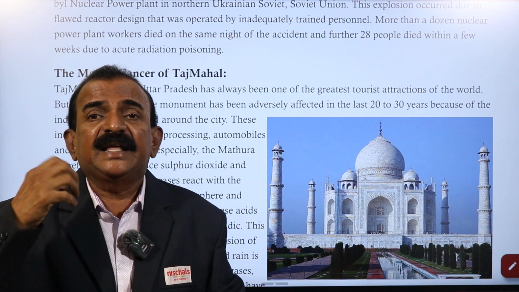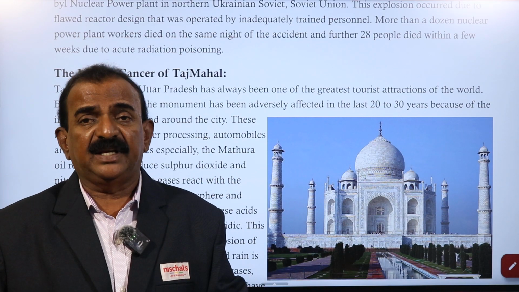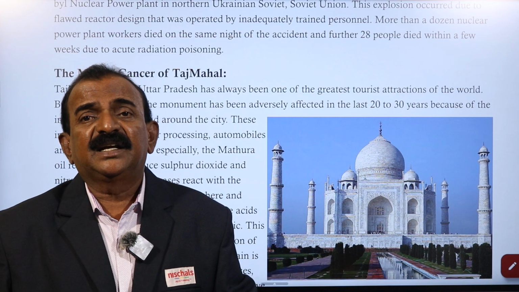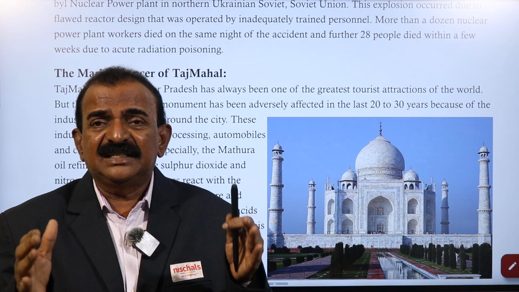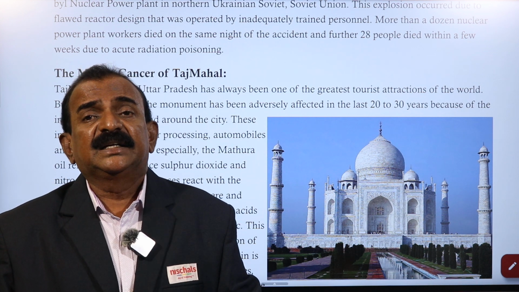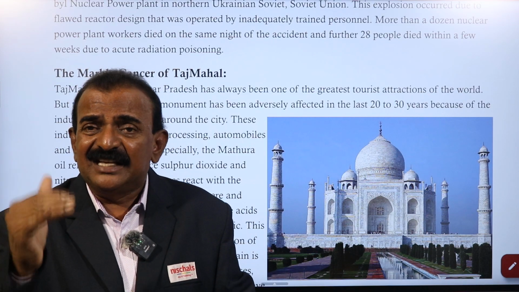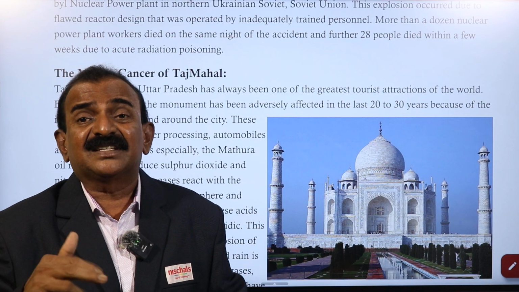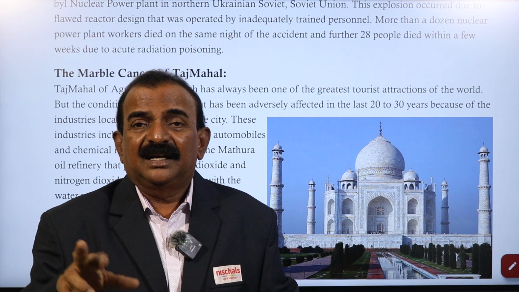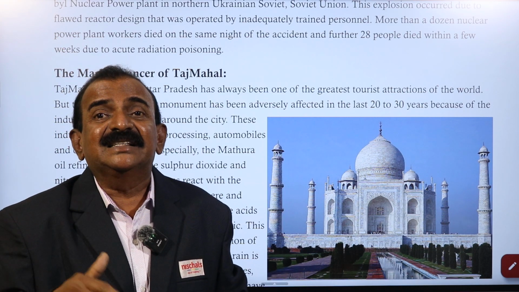and they are releasing a large amount of pollutants into the air. These pollutants include soot, sulfur dioxide, and nitrogen dioxide, and all these are poisonous gases. When these poisonous gases enter the atmosphere, they react with water and finally form acid rains. This acid rain contains sulfuric acid and nitric acid, formed from sulfur dioxide and nitrogen dioxide, and if these acid rains fall on the marble, they cause damage to the marble.